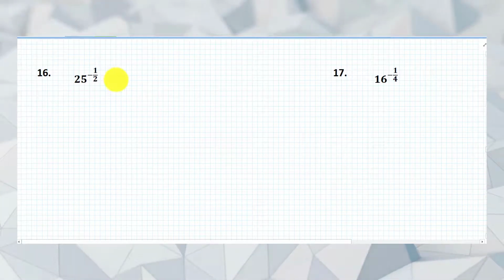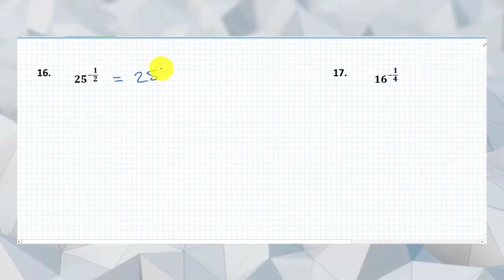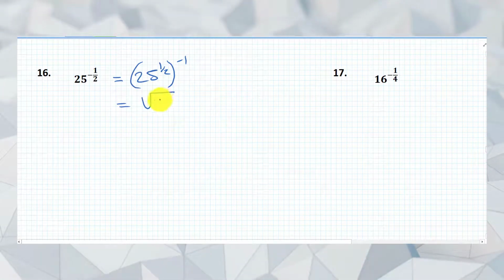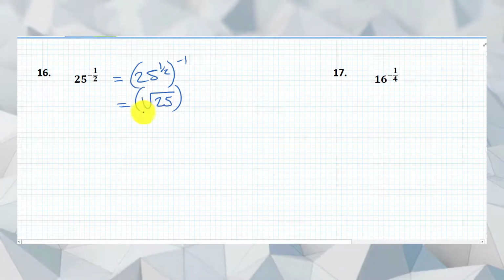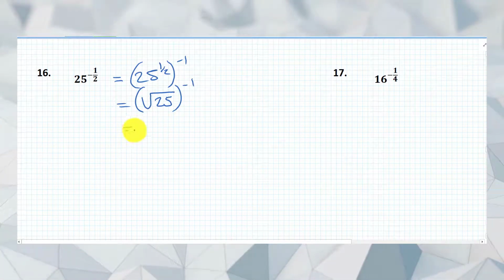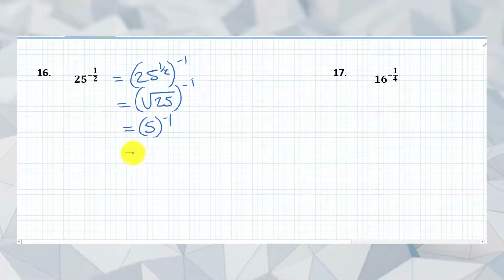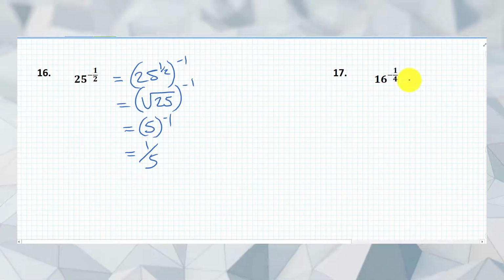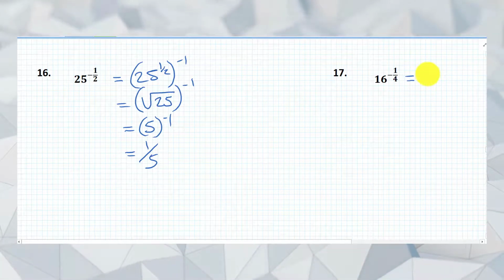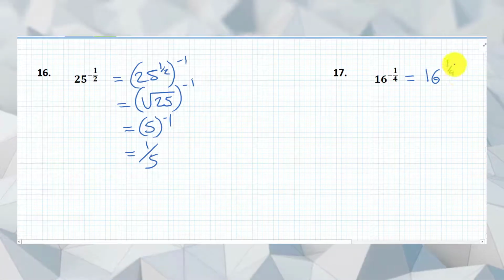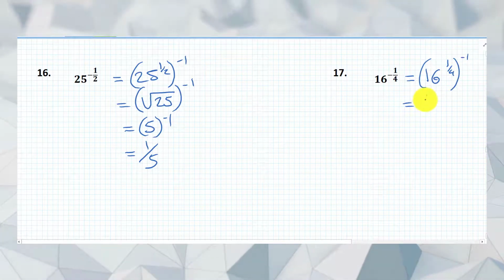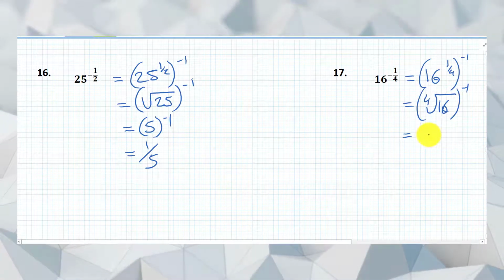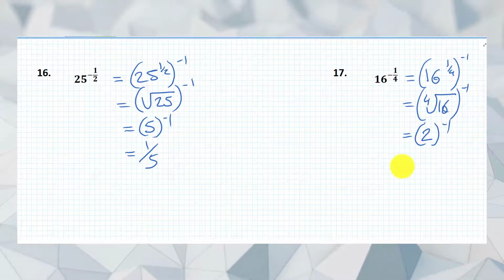Next one. Okay, here we go. 25 to the negative 1/2. That means 25 to the 1/2 to the negative 1. 25 to the 1/2 is a square root. Remember, power of 1/2 means square root of 25. Square root of 25 is 5. 5 to the negative 1 is 1/5. If you want to go a little bit faster than me, please by all means do so, okay? 16 to the negative 1/4 is 16 to the 1/4 to the negative 1. The 1/4 power means fourth root. Fourth root of 16 to the negative 1. Fourth root of 16 is 2. 2 to the negative 1 means 1/2.